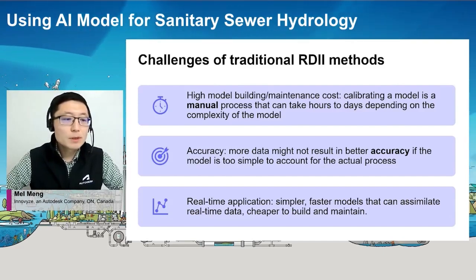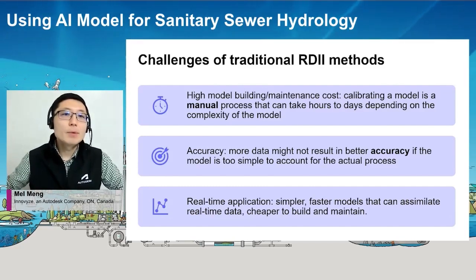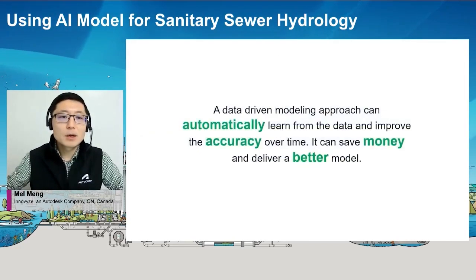And the last one is for the real-time application. As digital twins are gaining more and more traction, real-time application will be more common. To make real-time application work, we need simpler, faster models that can assimilate real-time data and are cheaper to build and maintain. And because of these challenges, that led us to looking for an alternative.